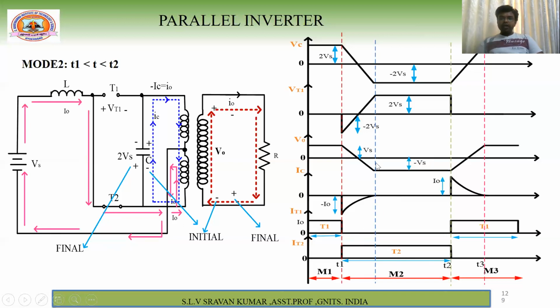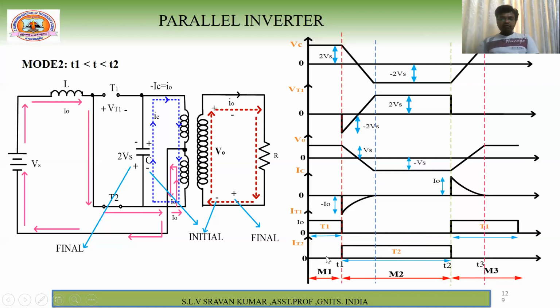But at this moment the capacitor has reached a full voltage, so your current reaches 0, because once the capacitor reaches its maximum charging capacity, it acts as an open circuit, right? So this is up to here. This is mode 2, right? Now in mode 3 operation, T2 to T3.